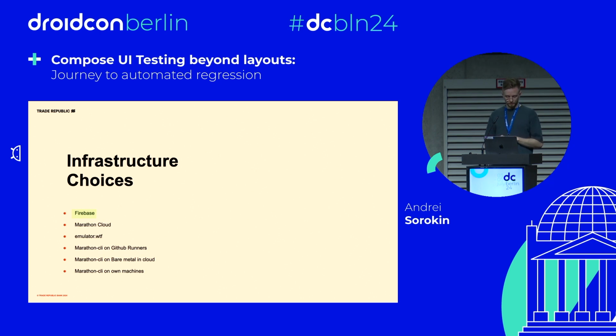so we can actually be sure that we're not merging breaking changes. And then we looked at Marathon Cloud, which is a really good cloud solution for running UI tests, and there is good, very extensive documentation, you can read how to set it up and so on. The same is true for emulator.wtf, but Marathon Cloud also works for iOS, if you're interested in that. And it also has an open source runner that you can actually use for free.